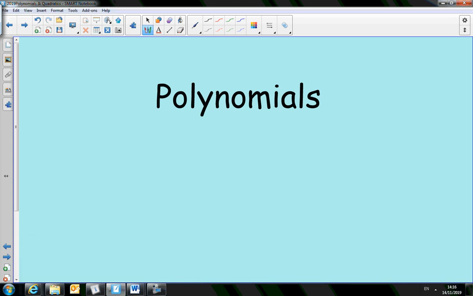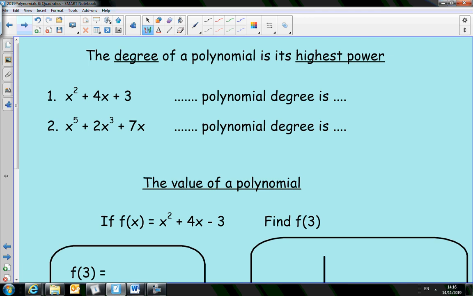Polynomials. So, polynomials are just expressions with one or more terms that are being added together. So, poly just meaning many. So, if we're looking at the degree of a polynomial, that is taken from its highest power.